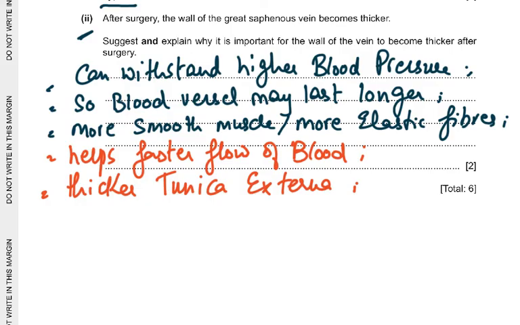Well, it's become thicker. Why should it become thicker? The walls of veins are usually not thick. But then why are they developing? So what is making it thick? More muscle in the wall, tunica media, tunica externa, or the tunica adventitia.